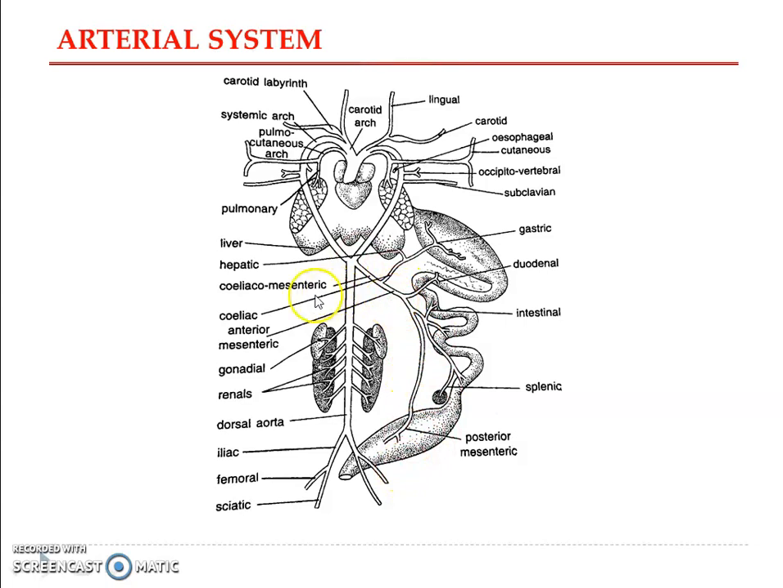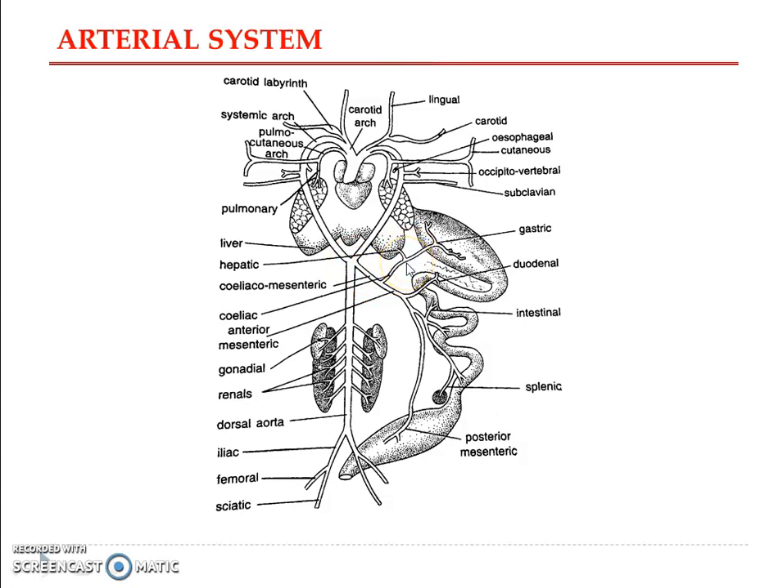Okay, so it gives off a celiac artery, you can see over here, and an anterior mesenteric artery. So it divides into the celiac as well as the anterior mesenteric. This is the celiac artery, and this is the mesenteric artery. This is the celiaco-mesenteric.